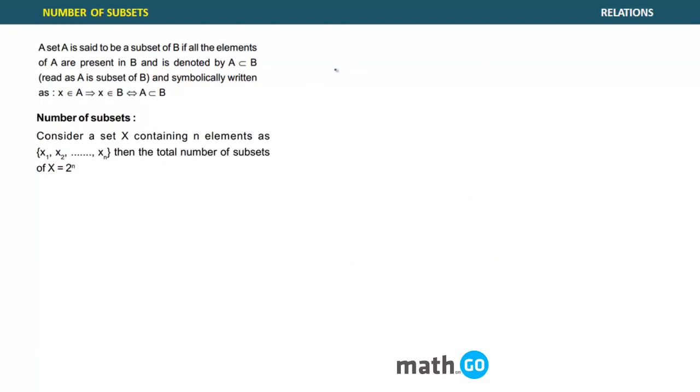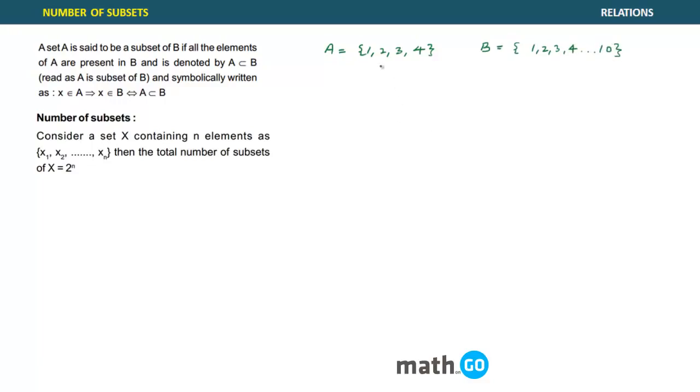Now let's talk about subsets. You are always familiar with these because you have been doing them for a long time now. Let me quickly take an example to explain what a subset is. If A is a set like this, and B is a set consisting of the first 10 natural numbers, let me take it this way.